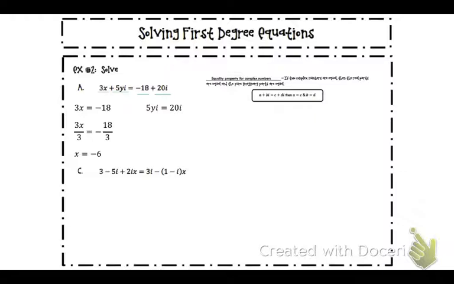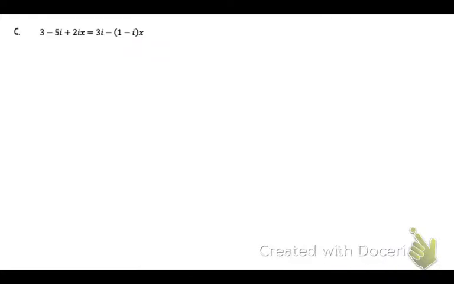And then we have to solve for y on this second one. So you're going to divide both sides by 5i. You're left with y on the left side. 20i divided by 5i, the i's cancel and you're just left with 4. Okay, pretty straightforward for those ones.